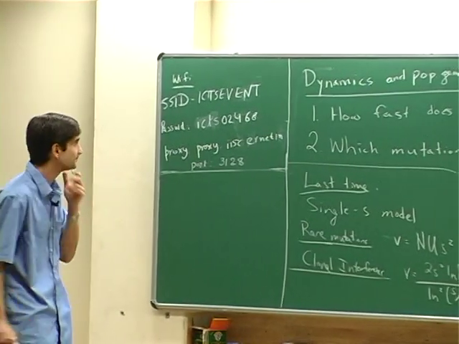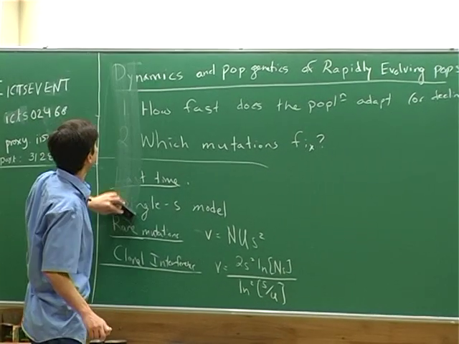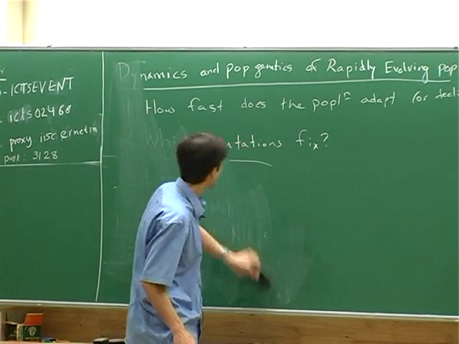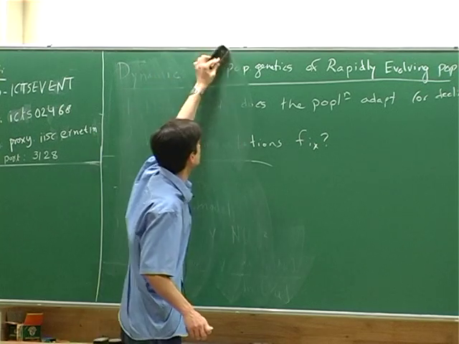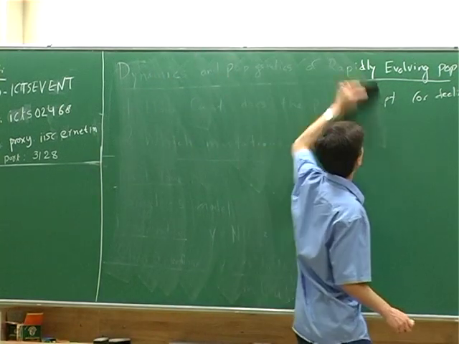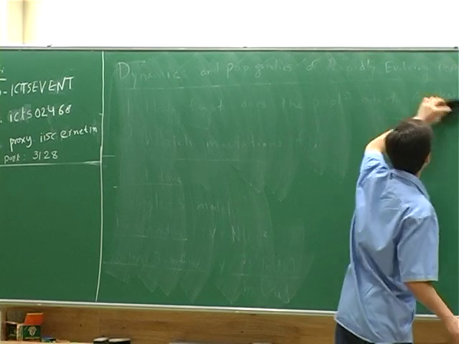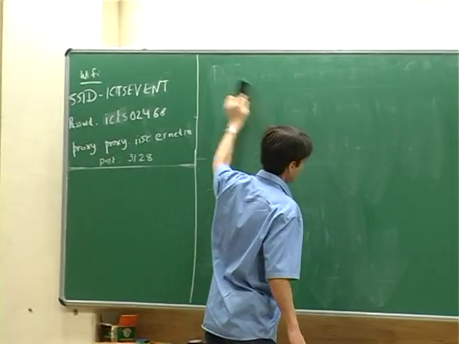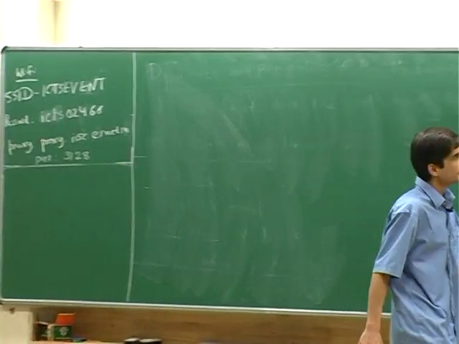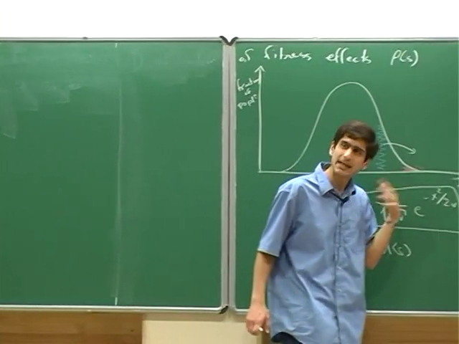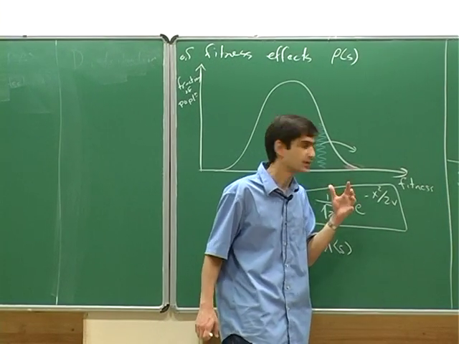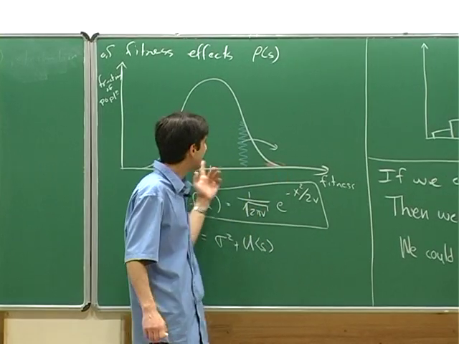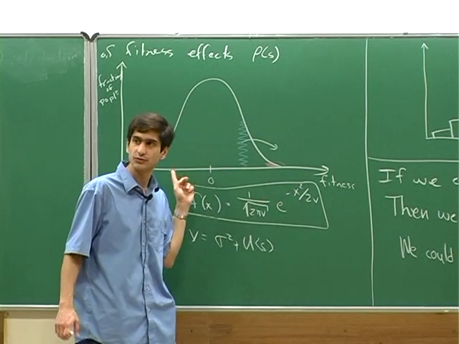So how do we do that? This is where I'm going to try to give you the basic idea and then wave my hands a little bit. So the basic idea is, for a moment, we're going to step back from fitness effects of mutations and just ask, where does a mutation land? A mutation lands at some x in this fitness distribution, right?